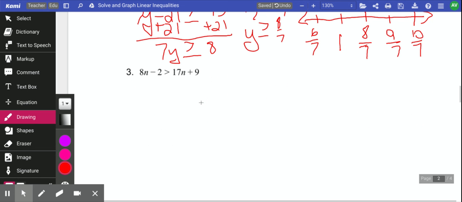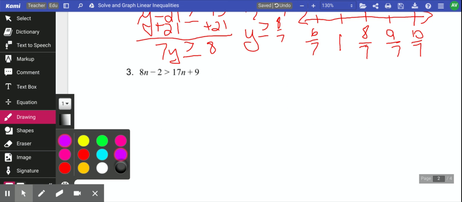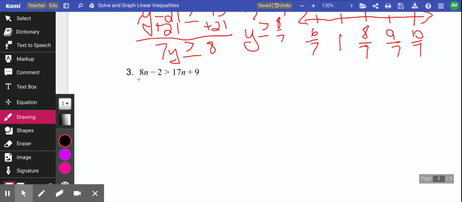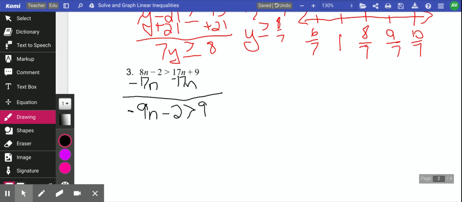All right, let's try this one. So I have 8n minus 2 is greater than 17n plus 9. So my first goal is going to be to get the variables together on the same side. So I'm going to do minus 17n to both sides. That gives me, see, 17 minus 8 is 9, and it keeps the larger number's sign, so it's negative. Negative 9n minus 2 is greater than 9.